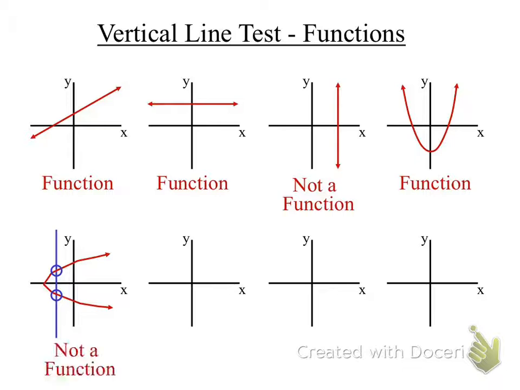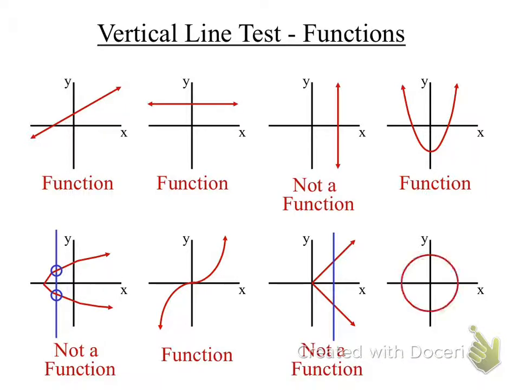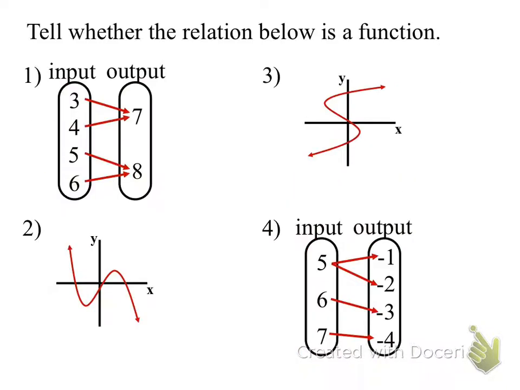The next one, as I run my vertical line through, it passes the test. Number 3, the next one is not a function because it doesn't pass the vertical line test. And the last one is not a function because it does not pass the vertical line test. All right.